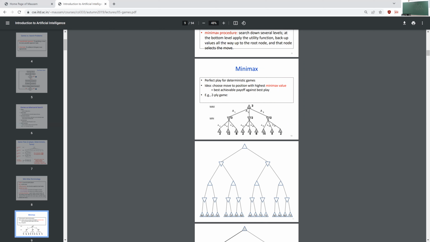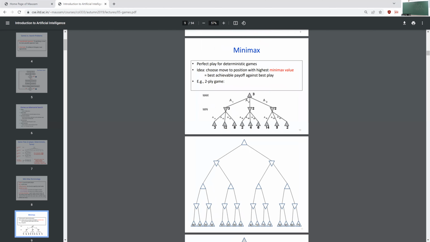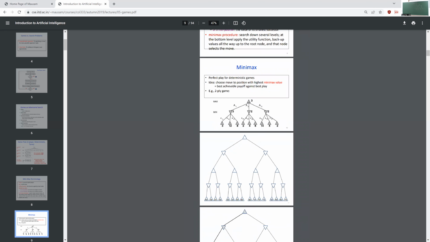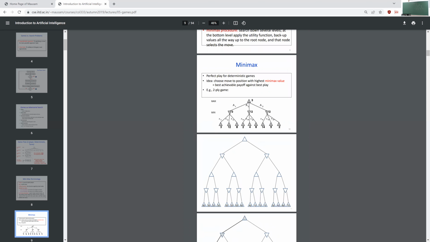Here, the AI agent's objective is to maximize the utility function. So the AI agent sees that it has 3 alternatives to play: A1, A2, A3. If it plays A1, then the opponent min can possibly take the game to a state which is 3, if it is playing optimally. Similarly, if the max player selects A2 and A3 respectively, the opponent can drive the game to a terminal state which has a utility of 2 and 2 respectively.